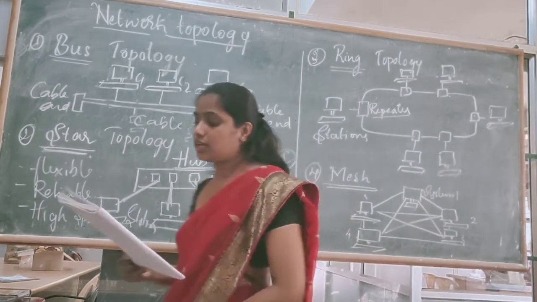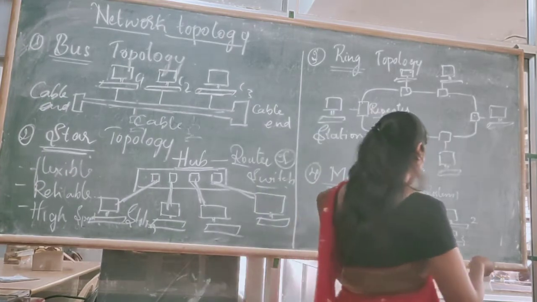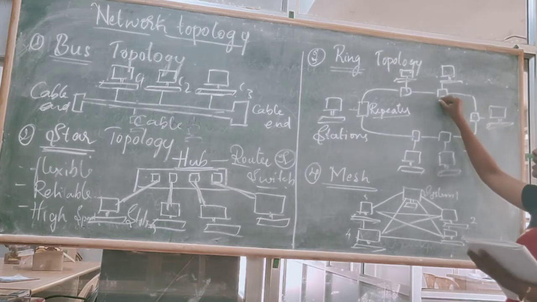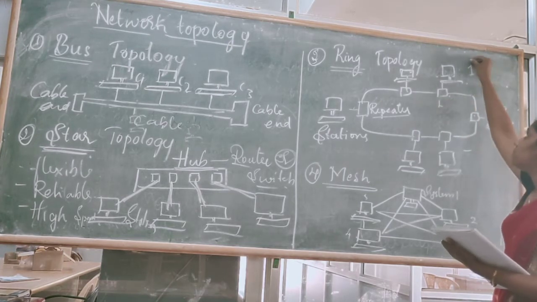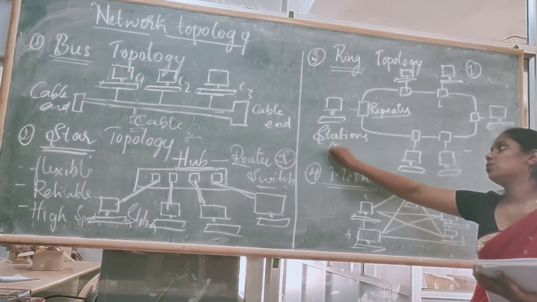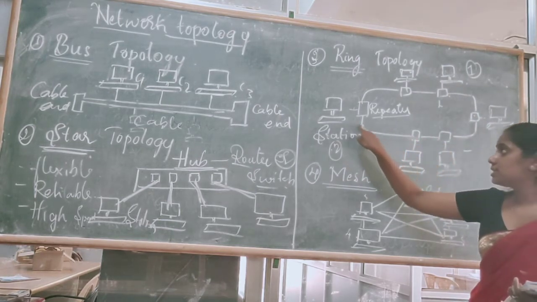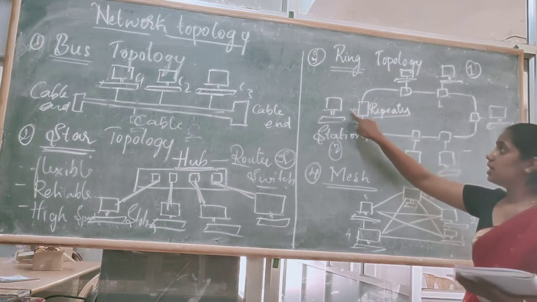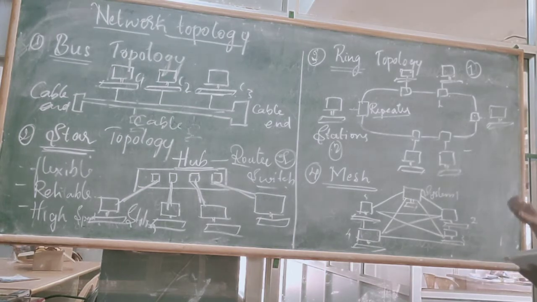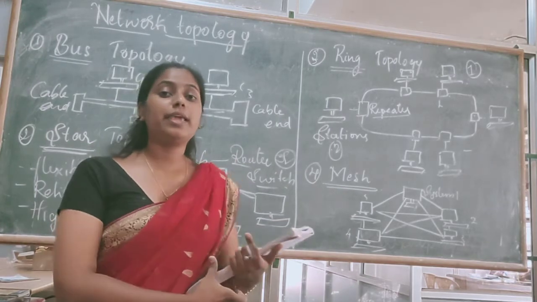Okay, the characteristic of ring topology is that it communicates with the neighbors. If I want to send data from, think this is the first computer, and I have to send it to this computer, so this is 2. If I want to send it from 1 to 2, it has to pass through all these systems and reach the second station. So the first characteristic is it will communicate through all the neighboring systems.